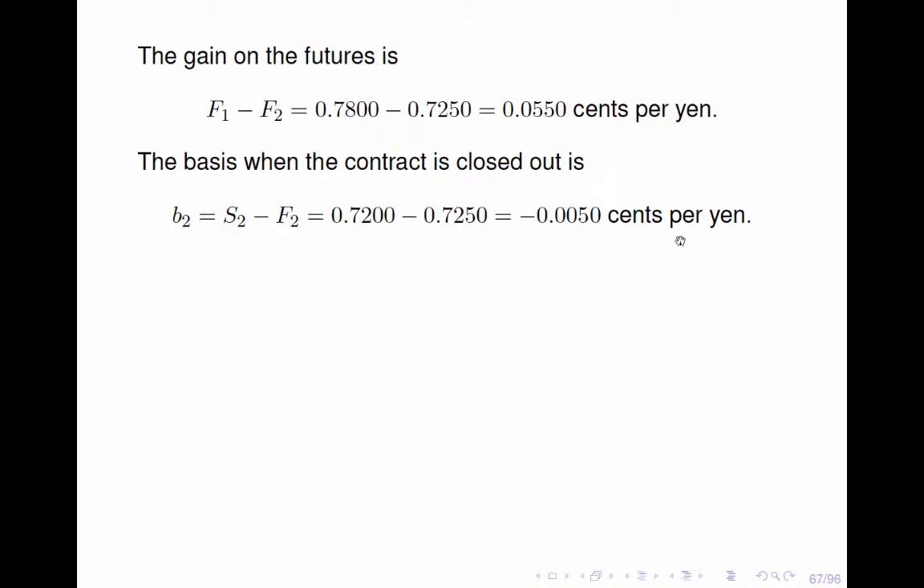With the given information, we can calculate the gain on the futures, which is equal to the difference between the futures price at time T1 and T2.